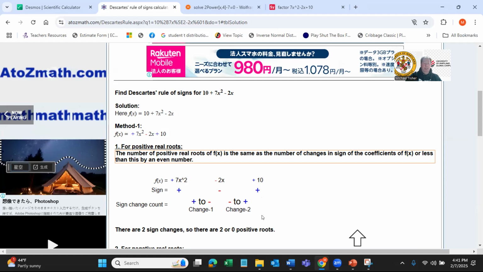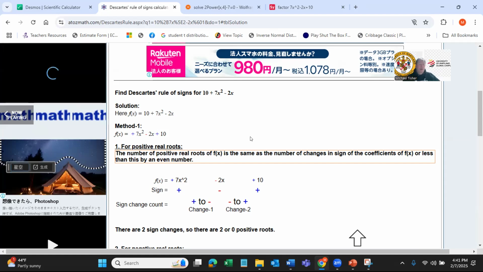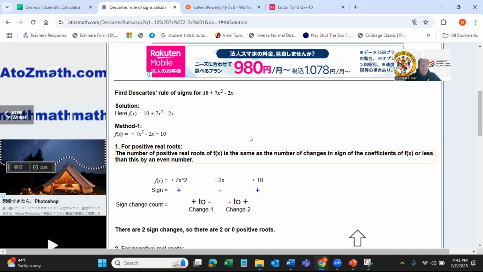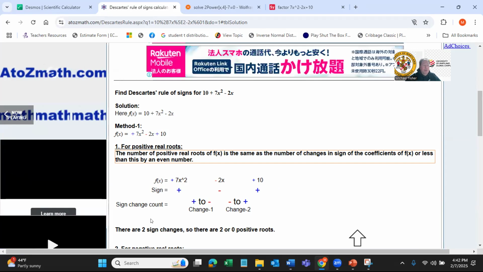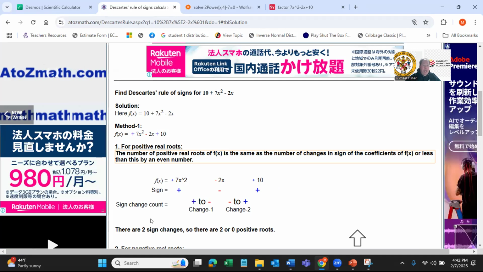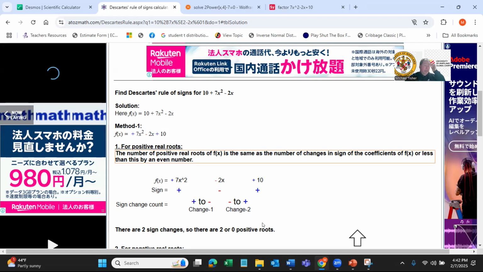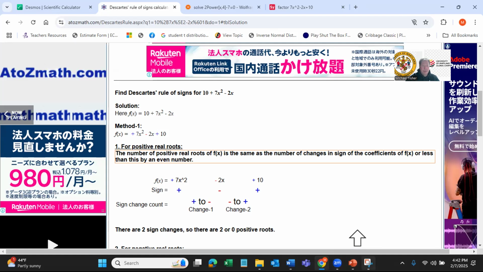So there are 2 sign changes. It says here that the number of positive real roots of f of x is the same as the number of changes in sign of the coefficients of f of x, or less than this by an even number. Here, the sign changed 2 times, so we subtract 2 each time until we get to 0. 2 minus 2 is 0. So what this is saying is that there are either 2 or 0 positive real roots. Let's copy that in.